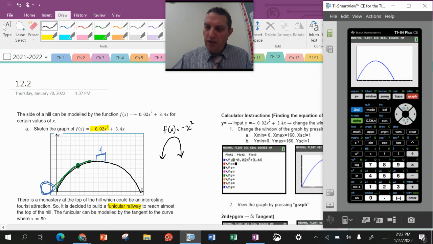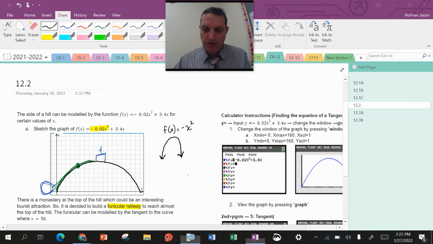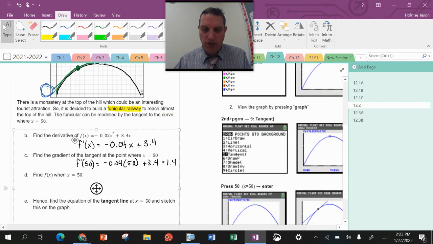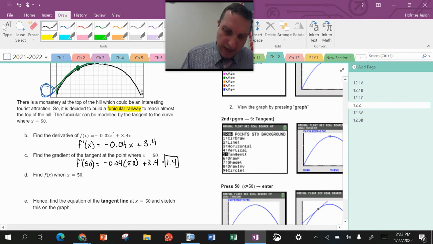Now we can go second calc. We did this in, I think, 12.1 or 12.2, but we can use option 6, and it allows us to find the derivative at any point we want. We want 50, so we hit 50, and notice up here dy dx is equal to 1.4. You can do it the old school way, or you can use technology, whichever you want. So 1.4 is our derivative, and let's label that as m, because that's our slope.